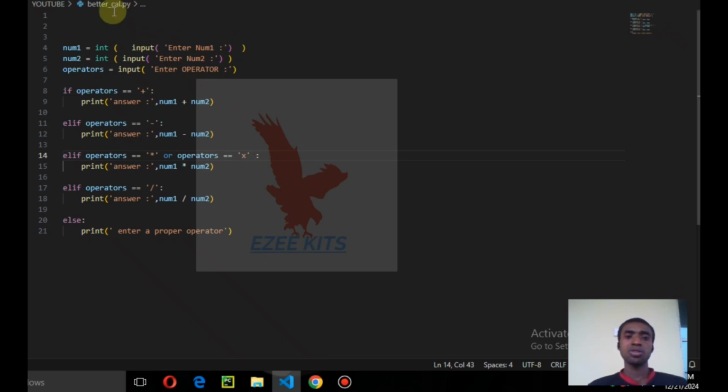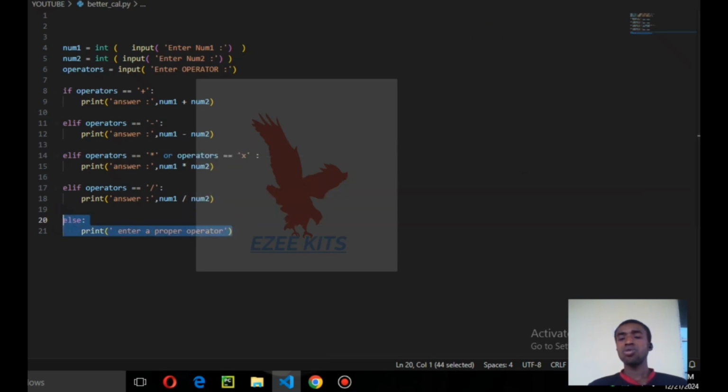Here is a recap of what we did. I collected 3 inputs: 2 are the numbers, 1 is the operator. Then we checked whether what the person entered is a plus or a minus, and we made use of if, else if, and then else statements. Okay, we didn't get our else statement to run.